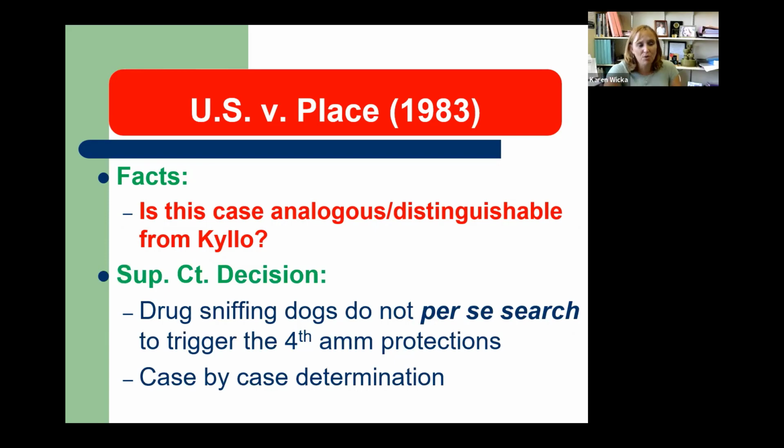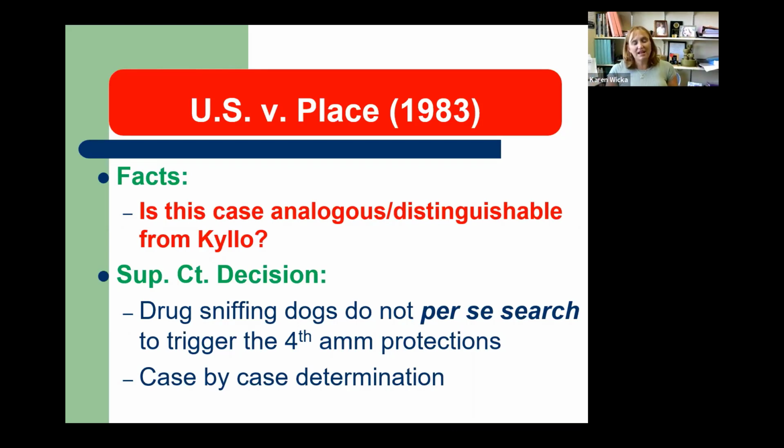The Supreme Court said that it is not per se a search. So that means it's not automatically considered a search. You have to look at lots of factors. Where was the dog when they smelled? What were they doing? Where were they located? All of those things. So you're going to have to consider all of those things if you want to know if it violates the Fourth Amendment.